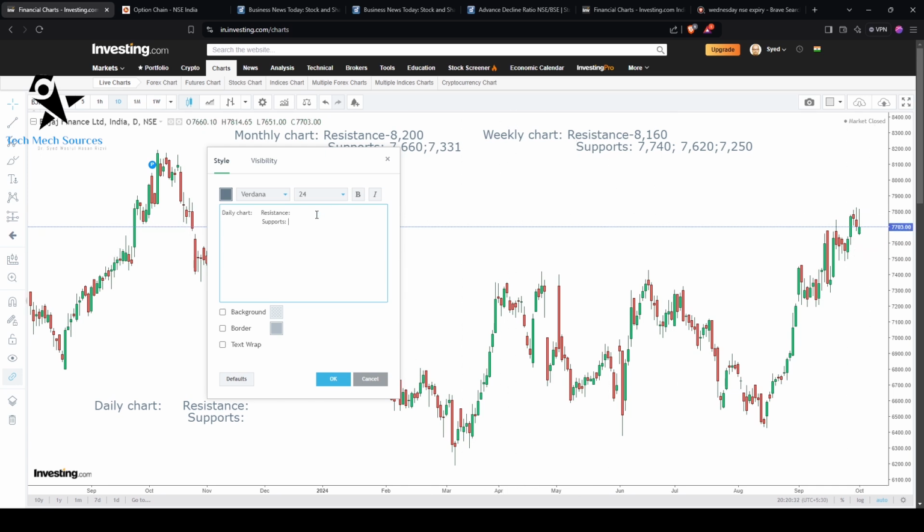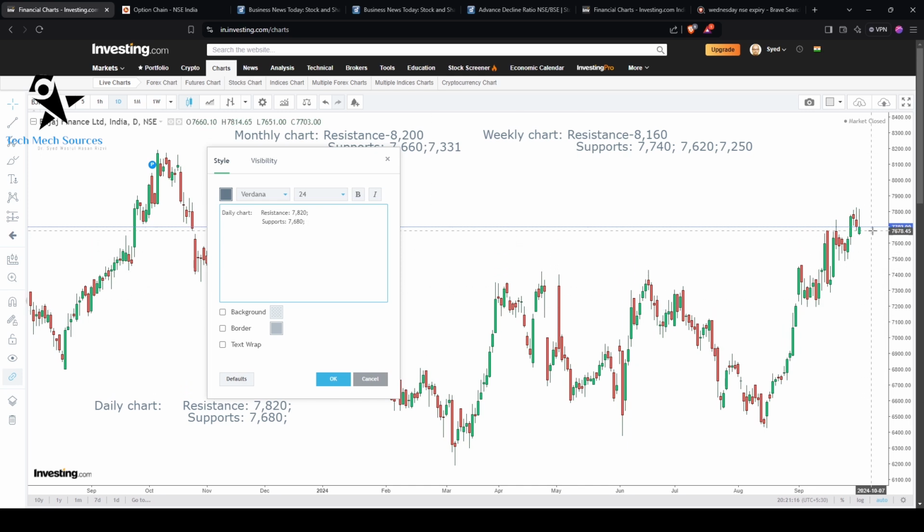So 7,820. The resistance. And then the next resistance will be 7,680. Right? Now the spot price, this will be the support, not the resistance. As the market goes down and down, the supports become the resistances. You all know it. The knowledge of supports and resistances is very important, and you always should trade after knowing the supports and the resistances.